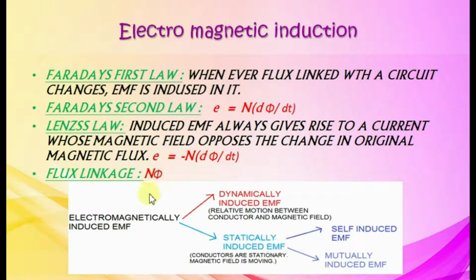Induced EMF can be divided into dynamically induced EMF and statically induced EMF. In case of dynamically induced EMF, there is relative motion between conductor and magnetic field. In case of statically induced EMF, conductors are stationary, field is moving. Statically induced EMF is classified into self-induced EMF and mutually induced EMF.